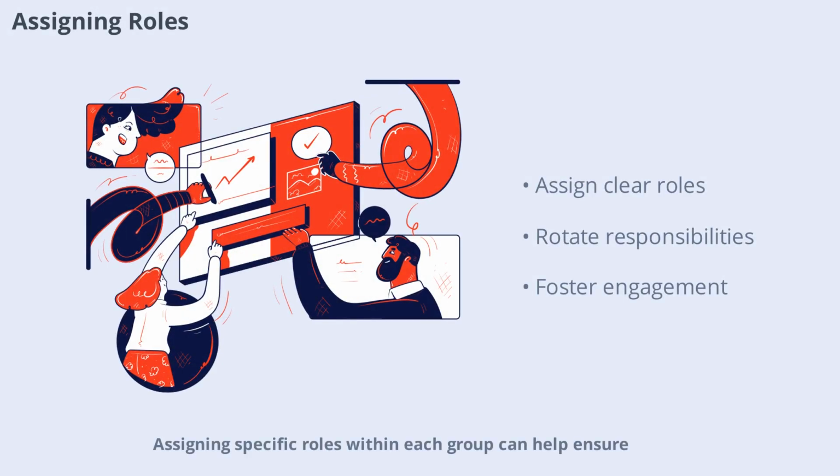Assigning specific roles within each group can help ensure that everyone participates and that tasks are completed efficiently. Roles might include a leader, recorder, timekeeper, or presenter. Rotating these roles gives each student a chance to develop different skills and keeps the group dynamic balanced. When students know their responsibilities, they're more likely to stay engaged and contribute meaningfully to the group's success.